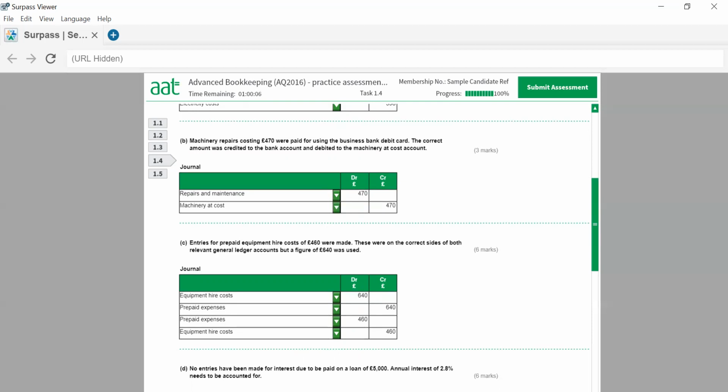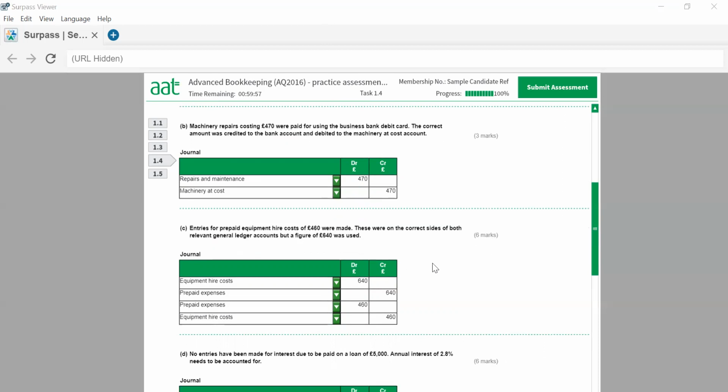Let me have a look. I'm being dopey. I've done this wrong. They were on the correct side, but the figure of 640 was used. It should have been 460, shouldn't it? So let's have a look. What they would have done is, oh yeah, because it's coming off. Okay, start again. It was a prepayment, so they would have taken it off.